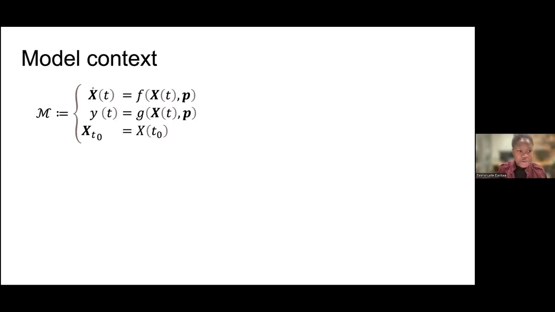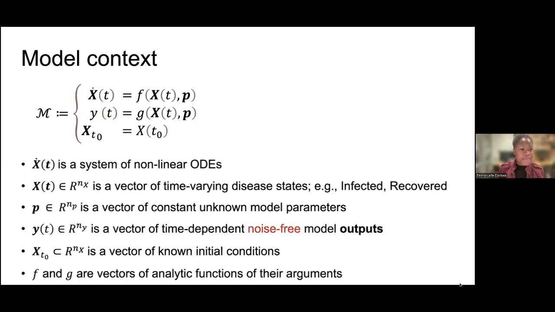Let's establish the model context. So we're assuming some ODEs, and here x dot of t refers to a system of nonlinear ODEs, and x of t is the vector of time-varying disease states. So think about a vector of, say, susceptible, infected, recovered. That's what is being captured in x of t.